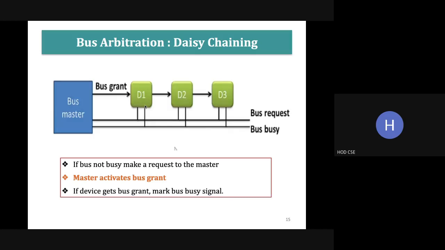And another one is the priority. Since I told you the device near the master has the highest priority, D1 will always be given the priority. Suppose there are frequent requests from D1, those will be accepted again and again. So devices connected on the other side will not be accepted. Suppose we have 100 devices, the request of the 100th device may not be accepted, since all the devices in front of it have higher priority. That is also a main disadvantage. So I hope you understood this daisy chaining method, okay?